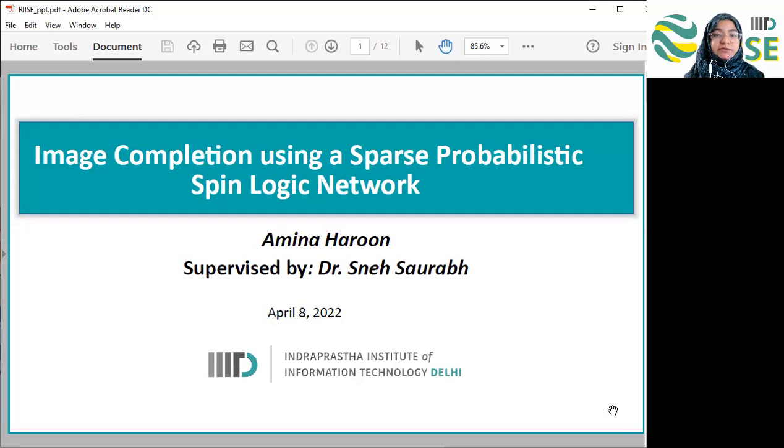Today I'll be talking about image completion using sparse probabilistic spin logic network. I have done this work with my advisor, Dr. Sneh Saurabh at the Department of ECE, IIIT Delhi.